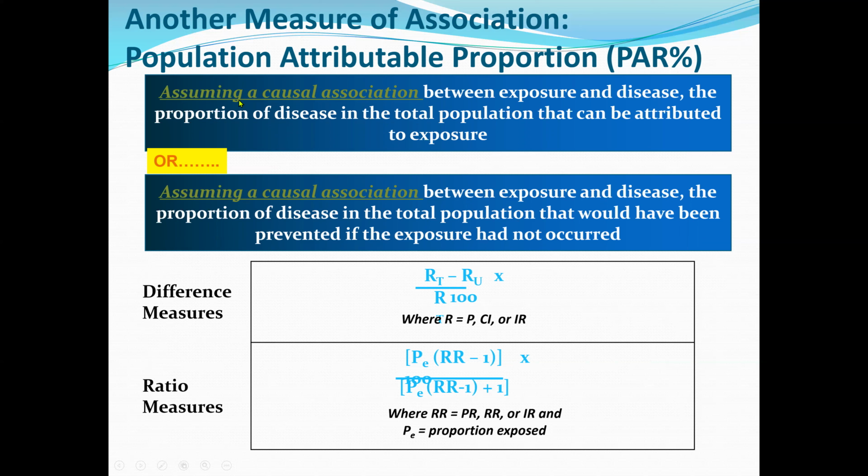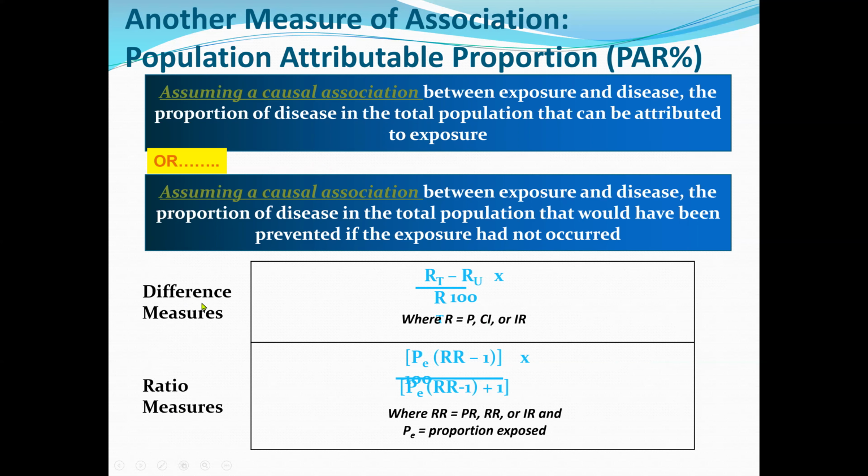Here they say, assuming a causal association between exposure and disease, the proportion of disease in the total population that can be attributed to exposure, or the proportion of disease in the total population that would have been prevented if the exposure had not occurred. As we said earlier, we have absolute and relative measures.